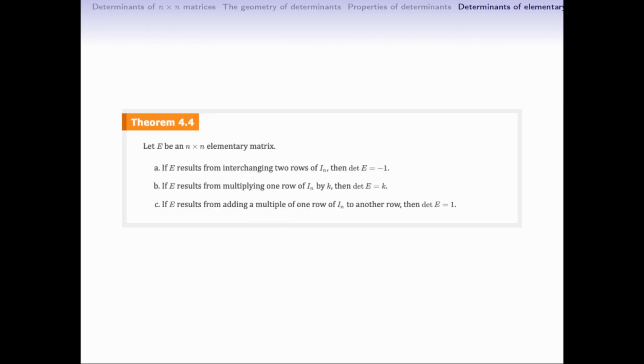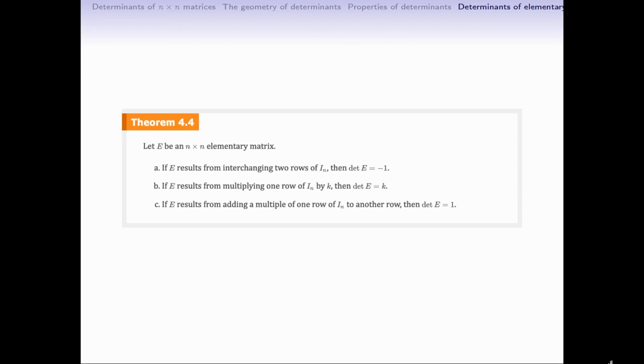And this is enshrined in theorem 4.4. So let E be an n by n elementary matrix. If E results from interchanging two rows of the identity matrix, then the determinant of E is equal to -1. If E results from multiplying one row of I by k, then the determinant of E is equal to k. And finally, if E results from adding a multiple of one row of I to another row, then the determinant of E is equal to 1.